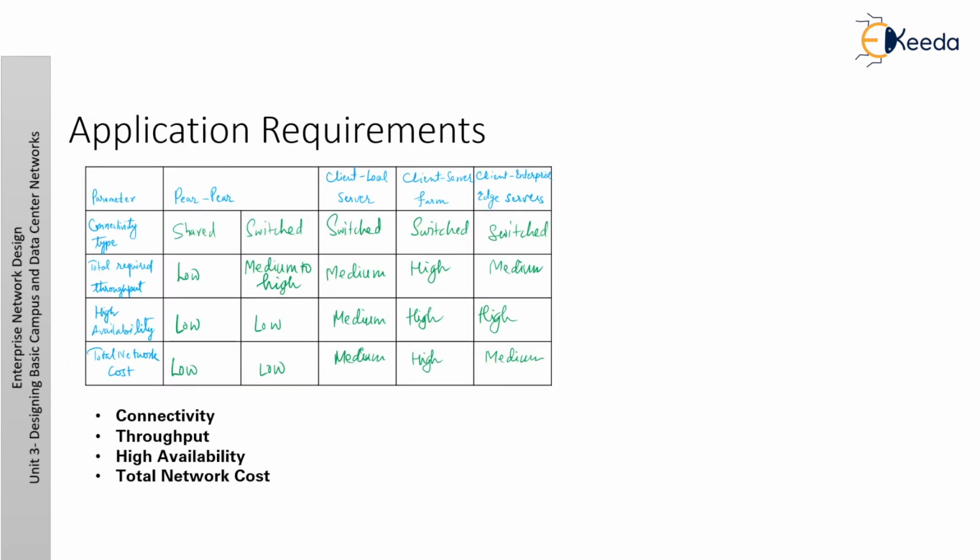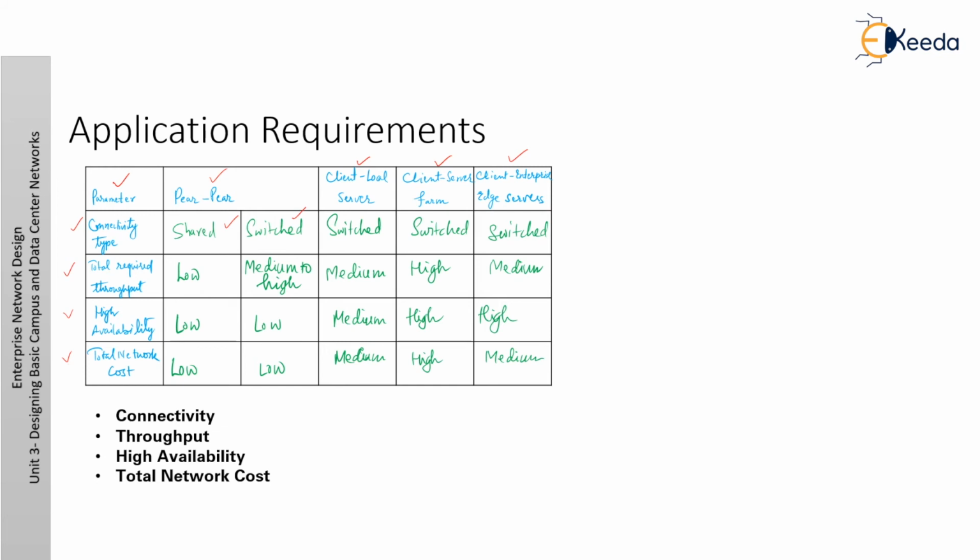Now come to application requirement. This is the table which includes parameters such as connectivity type, total required throughput, high availability, total network cost. Peer-to-peer, client local server, client server farm, and client enterprise edge server. In case of peer-to-peer, it is divided into shared network and switched network.